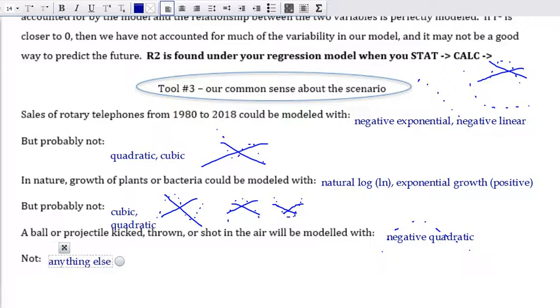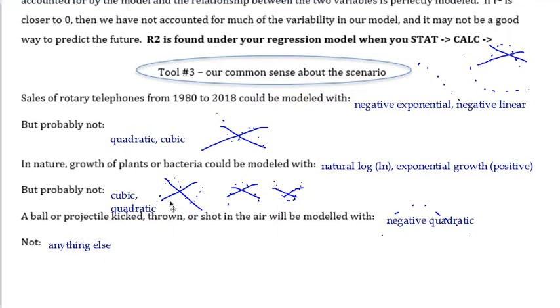So even if you've got a really great fit, a great r squared, for a ball that's been kicked in the air that is associated with a cubic or an exponential, even if that r squared is really great with that exponential model, you should pick the quadratic because that's how those projectiles and those balls behave in real life based on your common sense, okay?